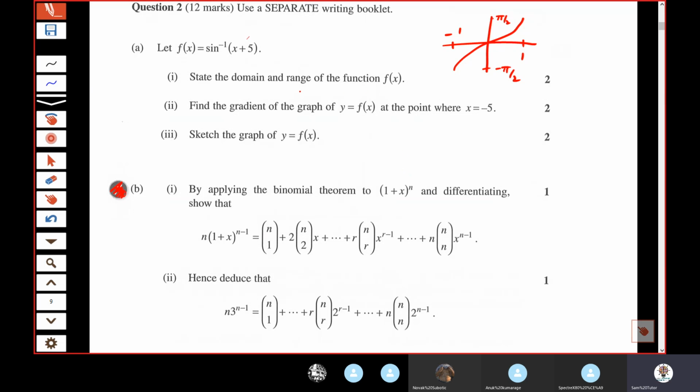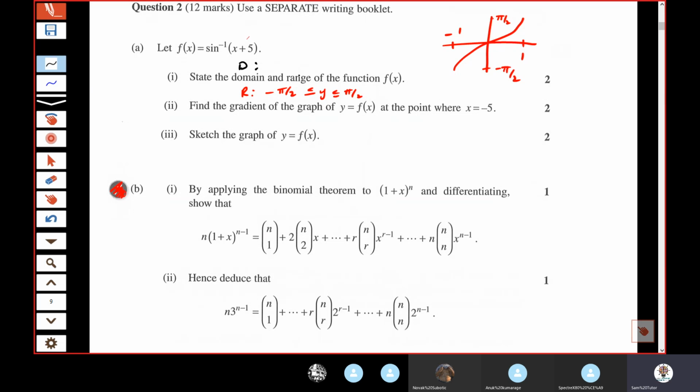And then, of course, your range, you can see that it's monotonic already. Because it's monotonic, your range is not going to change. It's still going to be from negative pi on 2 to pi on 2. We agree with that?